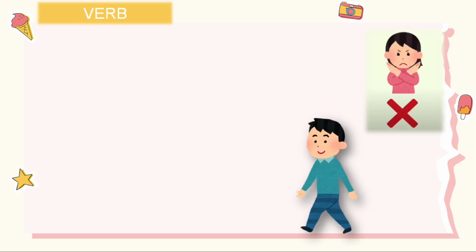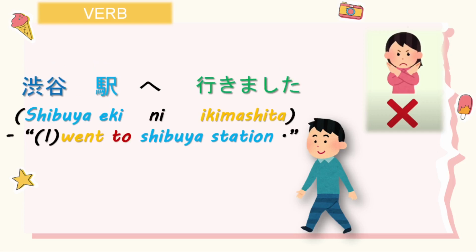Now it is for verb. I'm taking each example for each class of word. E-adjective, noun, verb, and na-adjective. Now it's the turn for verb. The example is very obvious. 渋谷駅に行きました. I went to the Shibuya station. 渋谷駅に行きました. It's actually へ, but you can also use に here. It doesn't matter. 渋谷駅へ行きました. I went to the Shibuya station.